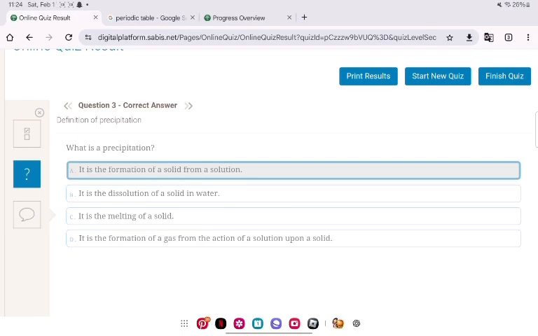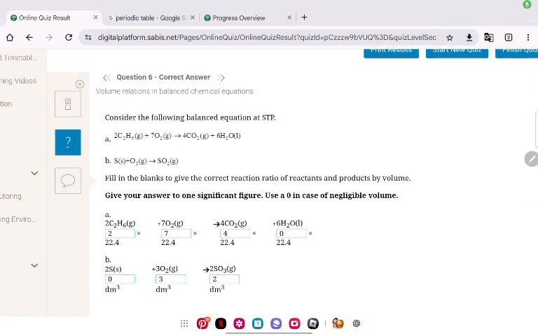So what is precipitation? Precipitation is the formation of a solid from a solution. What that answer means is, let's say hail. Hail is ice falling down like rain, okay? It's made from water. So it's the formation of a solid from a solution. That's what precipitation is.